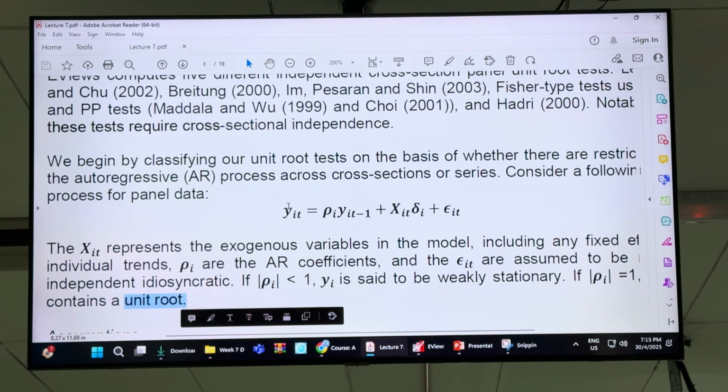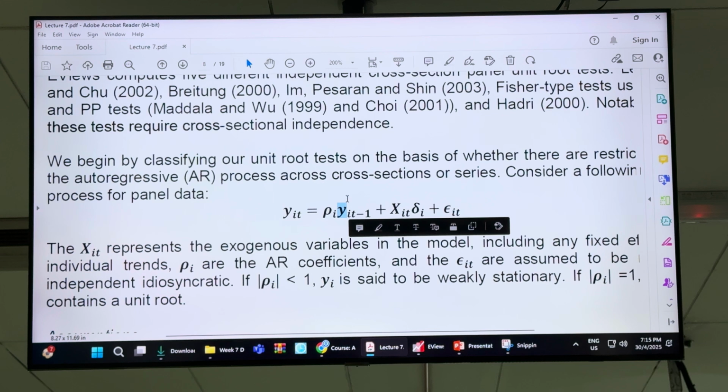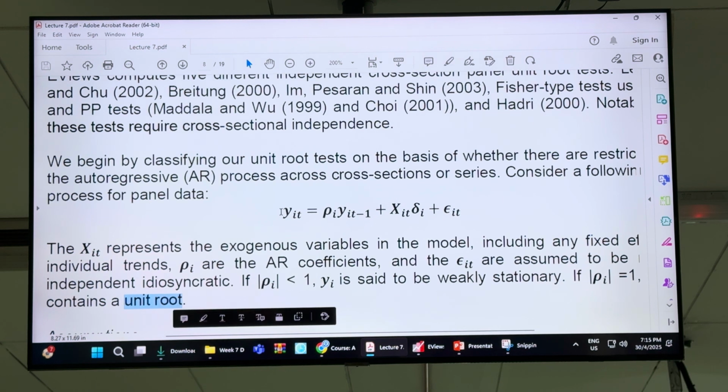It means your current Y is affected by your previous Y, a 1-to-1 relationship. If the root equals 1, no matter whether it's positive 1 or negative 1, we can say the Y contains a unit root. They are not stationary, because they are completely affected by the previous Y. Then how about less than 1? If less than 1, then we can say that it's weakly stationary.